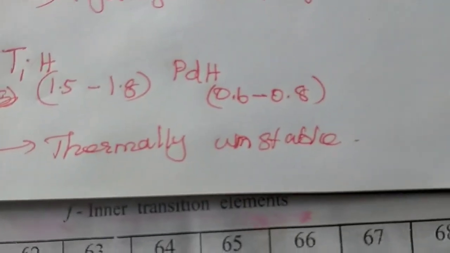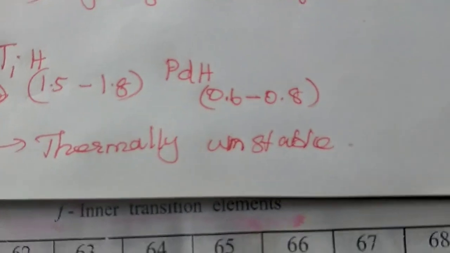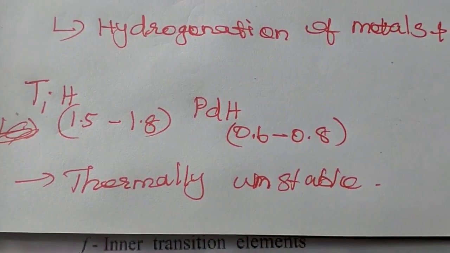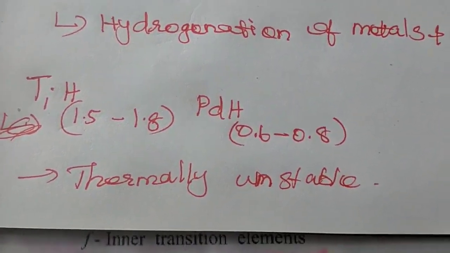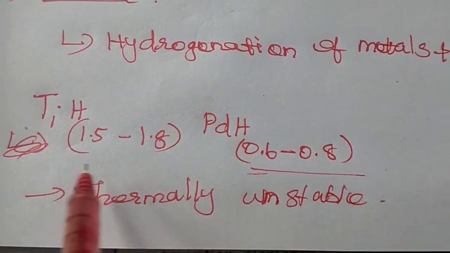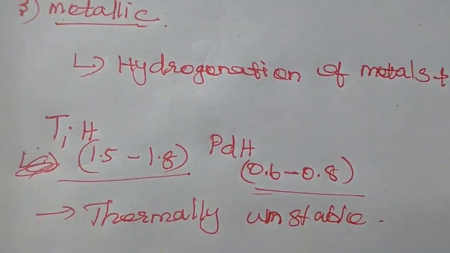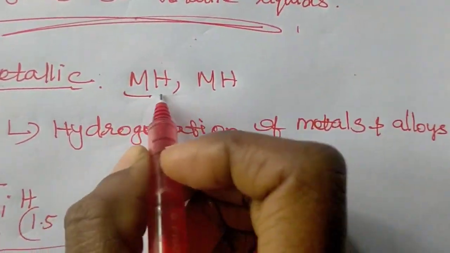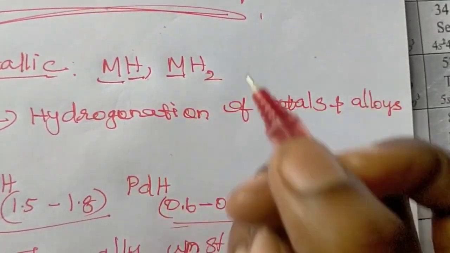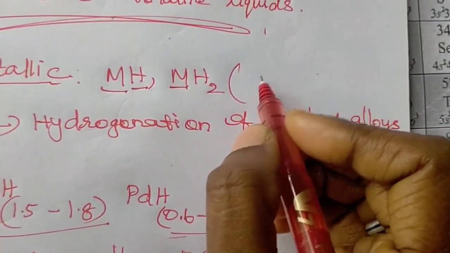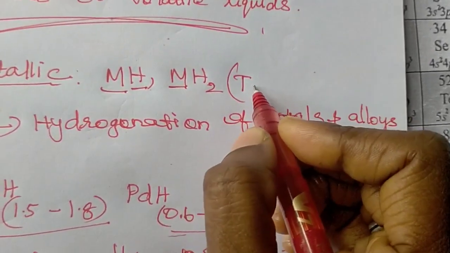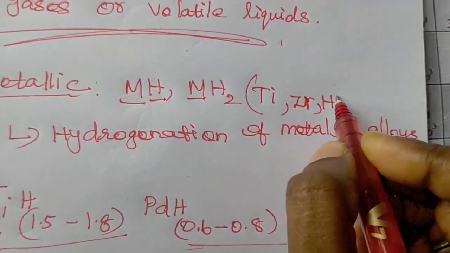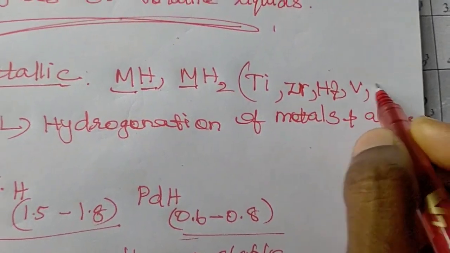And in metallic hydrides we also have some exception cases. Electropositive metals and some other metals can form stoichiometric compounds. Not given as a range like this, but definite compounds like MH and MH2, that means metal hydrogen. For which metals is this stoichiometry involved? Titanium, zirconium, hafnium, vanadium and zinc.